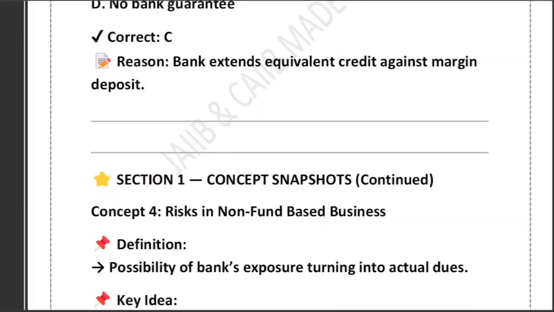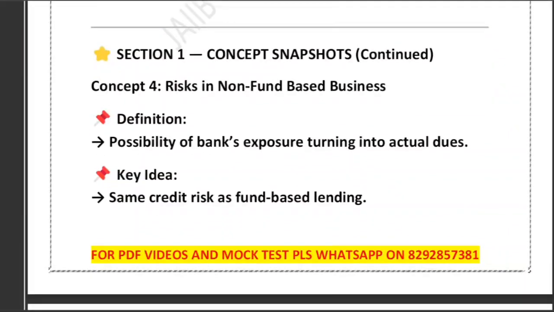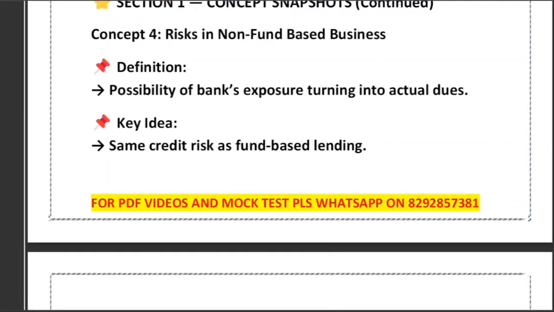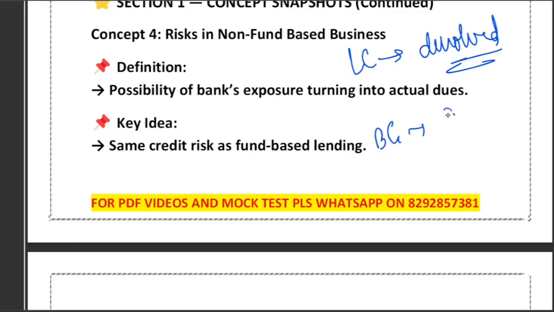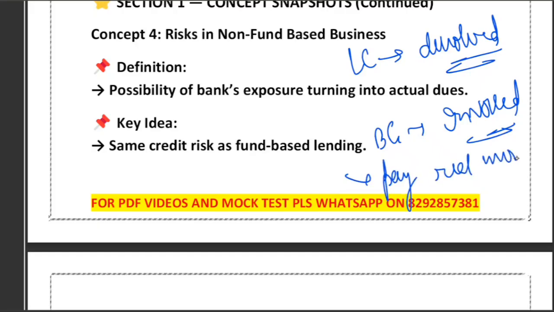Now let's come to the risk part. Even though it is called non-fund based, the risk is the same as fund based lending. Obviously, it is cheaper than the fund based limit, but the risk is the same. Because suppose the LC is devolved, suppose the BG is invoked, the bank has to pay real money, right?